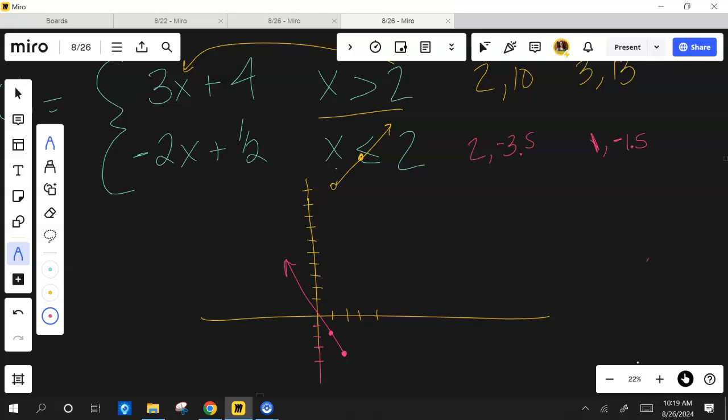Right. What is my domain here? Left to right. Yeah. Now the range. Negative 3.5. That's exactly right. Negative 3.5, a bracket or a parenthesis? Bracket, because see, it's filled in right here, right? Infinity.